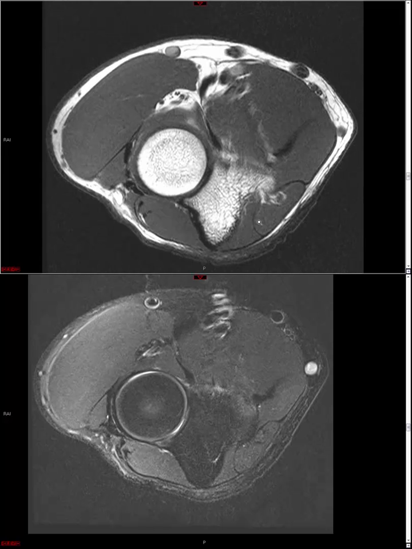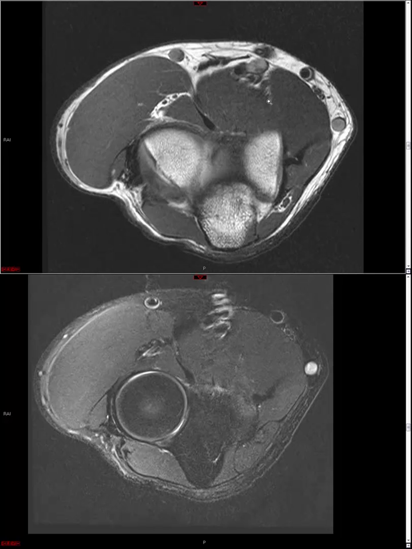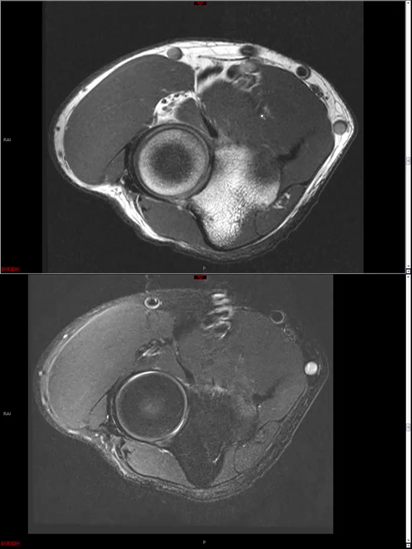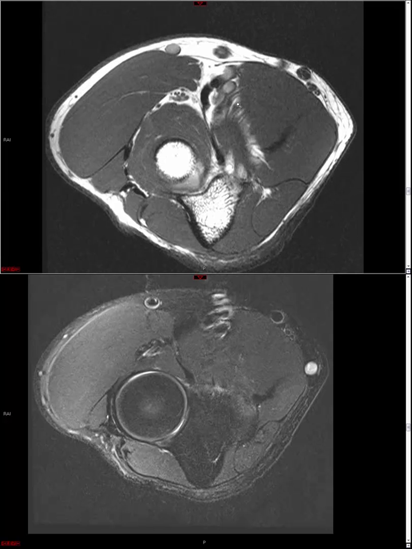So flexor carpi ulnaris, okay, flexor digitorum profundus, okay, that much is clear, flexor digitorum superficialis, alright, and then this is the pronator teres, okay. So the pronator teres is a great landmark for the median nerve, not the radial nerve, the median nerve, alright, and here is the median nerve. So it's hard to see the nerve itself, but the perineural fat around the nerve I think is fairly readily identified on your T1 weighted sequence.